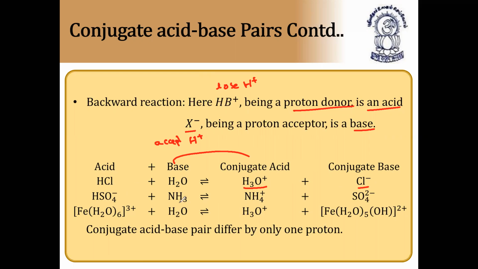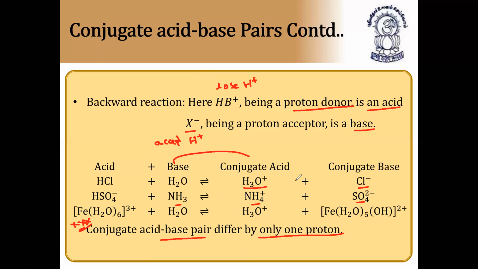HSO4 minus plus ammonia also gives NH4 plus and SO4 2 minus. Like this, you are going to get conjugate acid-base pairs that differ only by one proton. Very important point: the conjugate acid-base pair differs only by one proton. So according to the Bronsted-Lowry concept, an acid is a substance which is a proton donor and a base is a substance which is a proton acceptor. Acid will give its conjugate base and base will give its conjugate acid.